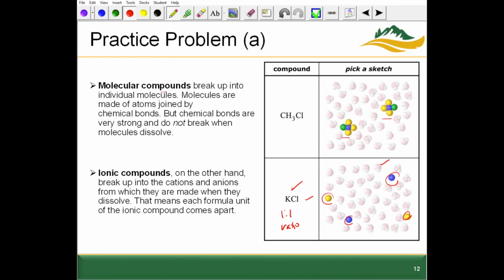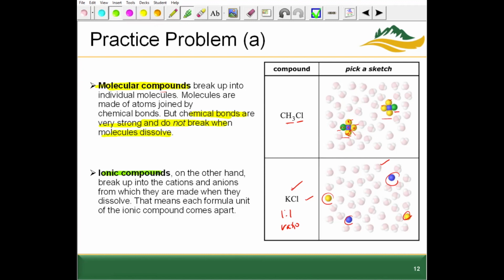So here's our carbon in the middle. Here's our 3 hydrogens, CH3Cl. So there's 1 carbon, it's in the middle. We know there are 3 hydrogens, so these 3 yellow spheres must be the hydrogen. Then this green sphere must be the chlorine. We notice these chemical bonds are very strong and do not break up at all when these molecular compounds are dissolved in water.